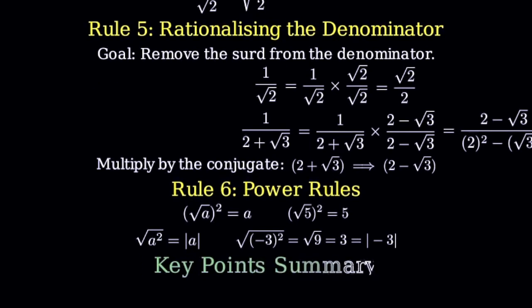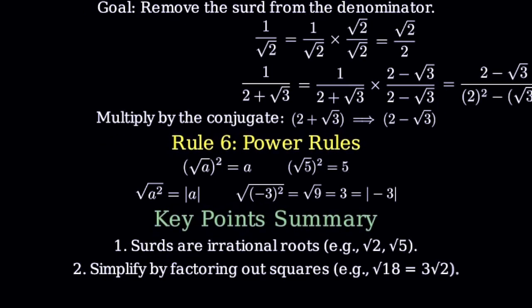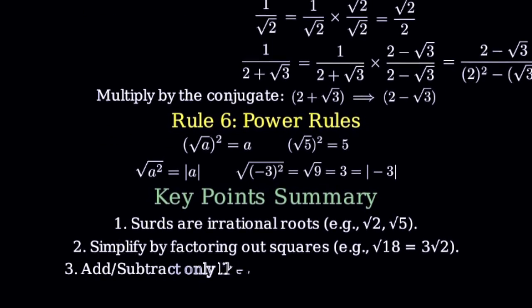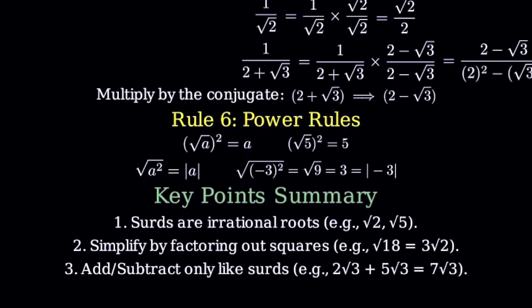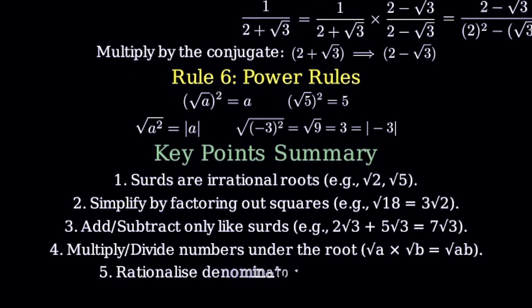Surds are irrational roots like the square root of 2. Simplify surds by factoring out perfect squares. Only add or subtract like surds, same root part. Multiply or divide surds by multiplying or dividing the numbers under the root. Rationalize denominators to remove surds from the bottom of fractions.